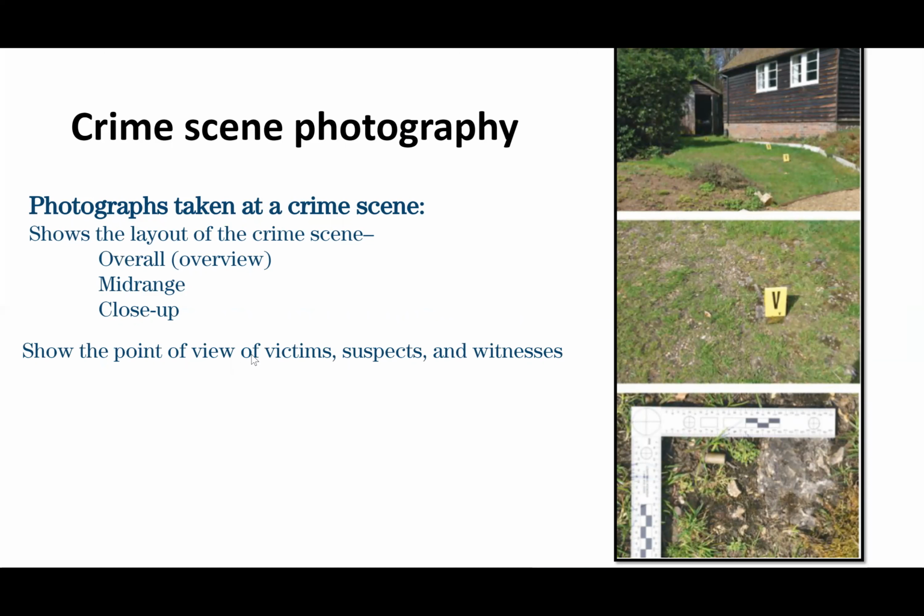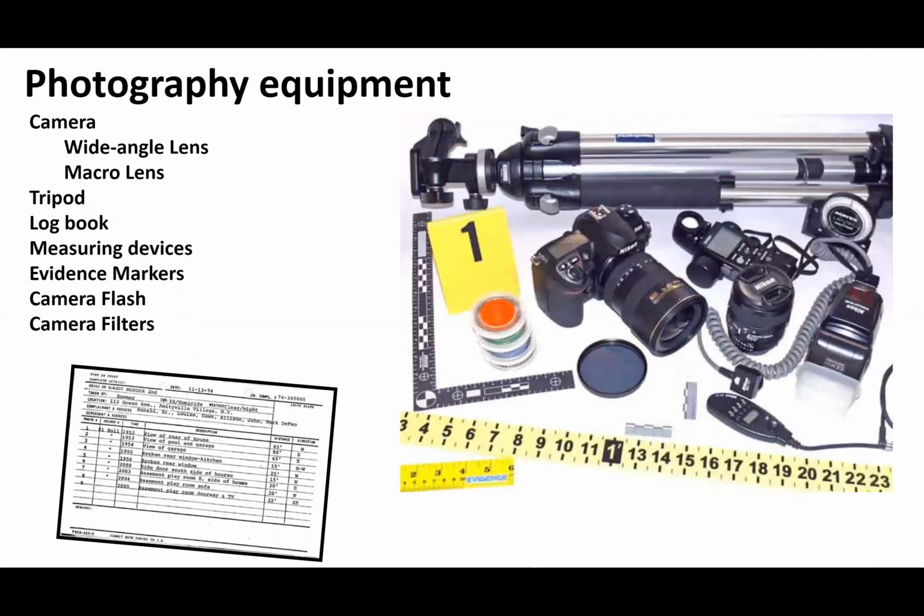You show the point of view of the victims, suspects, and witnesses. So this looks like almost a witness viewpoint, but you might want to take it from different angles to show the viewpoint of victims and suspects. Show the original location and condition of items of evidence at the scene. So right as it lay at the scene, you don't pick it up and take a picture in your hand or something, just the way it was at the scene.